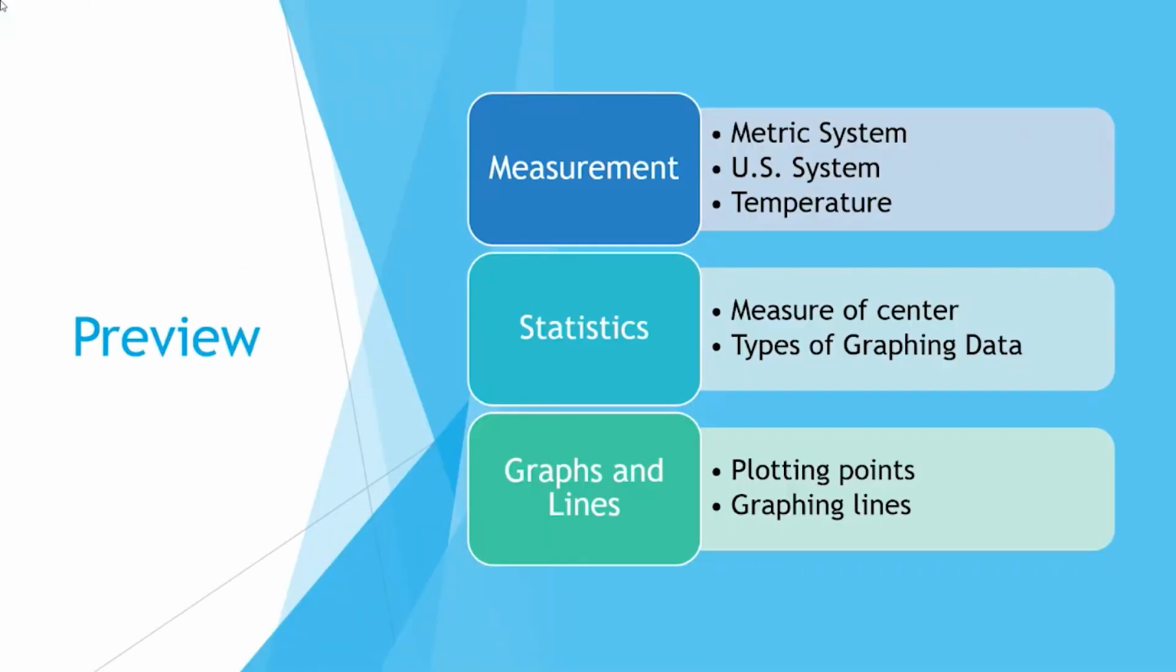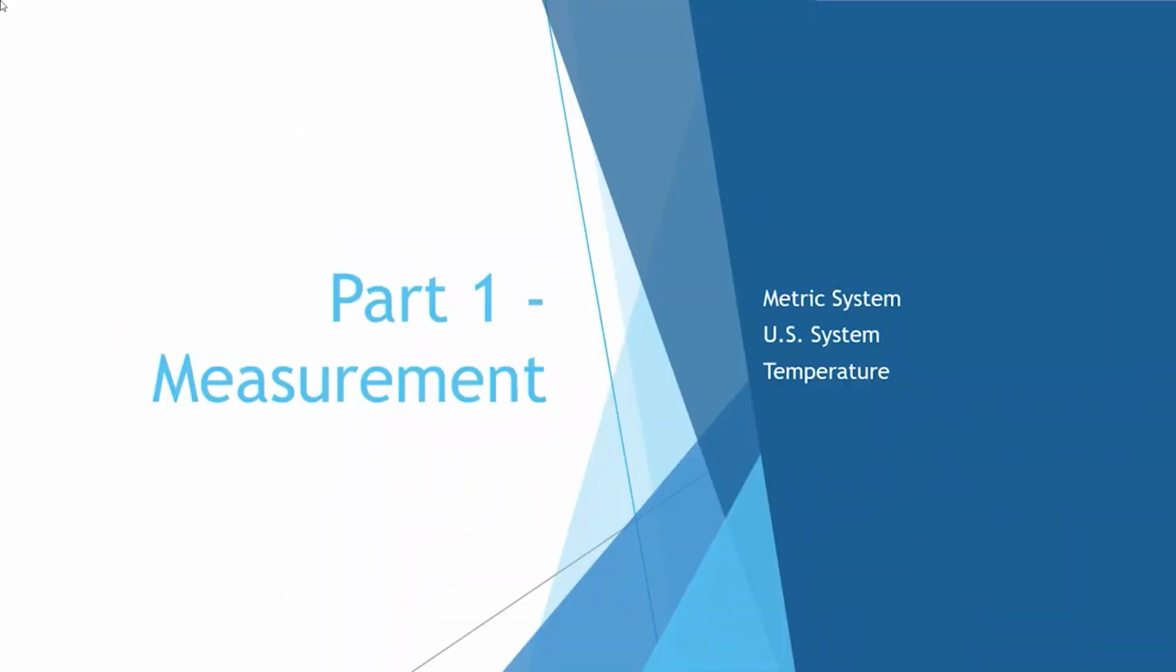So here's a little preview. This unit basically has three parts. It has measurement, and we're going to go over the metric system, the US system, and temperature. We're also going to go over statistics, that's the second part: measures of center, and different types of graphing data. And then the third part is graphing lines, where we're going to go over plotting points, the XY plane, and graphing lines. So part one, measurement.